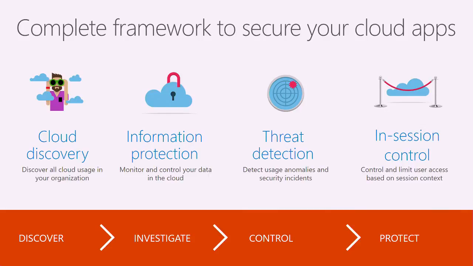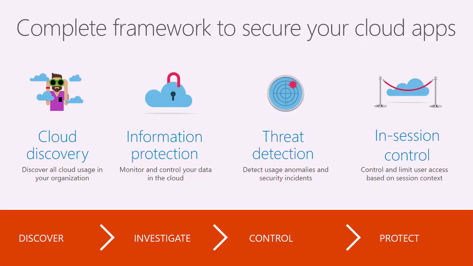So, cloud discovery. We have a complete framework. First of all, what we have to do is do a discovery. Now, what we do is discover all cloud usage in your organization. We set up discovery rules, and we go and look through your proxy logs and your firewall appliances, and I'll show you the different types of appliances that we actually use.